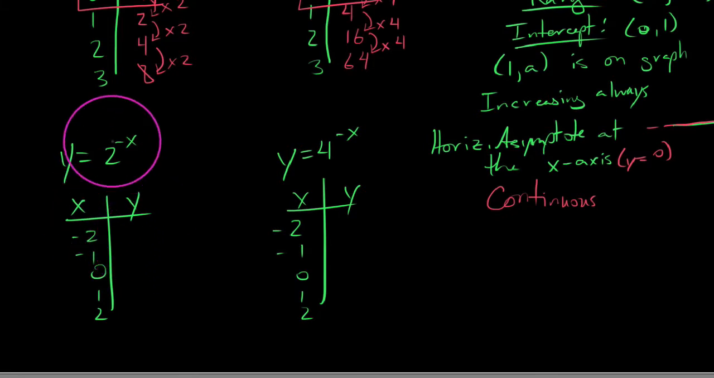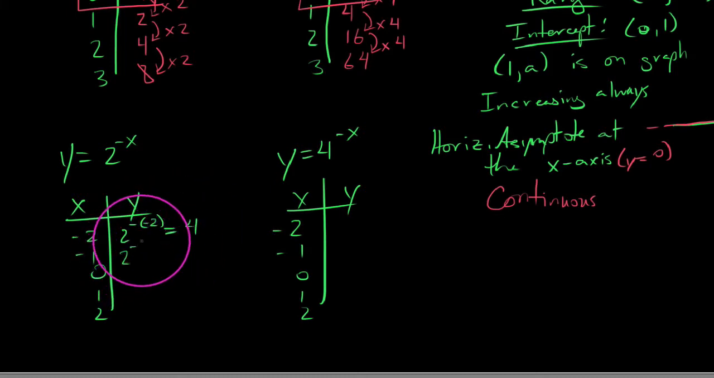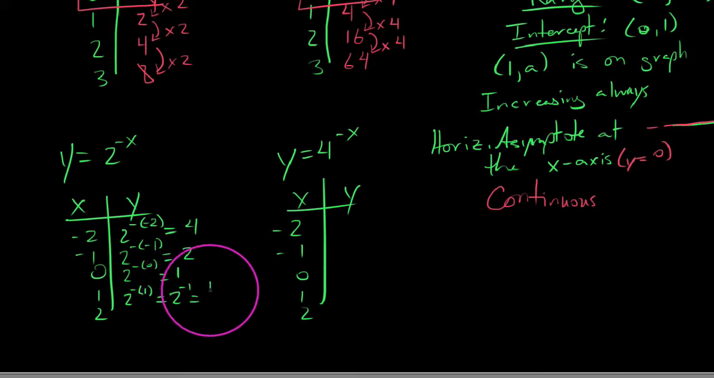If we were to take 2 to the negative x, now we're plugging in a -2, so 2 to the -2 becomes 4. If we take 2 to the -1, we get 2 to the 1, which is 2. Notice here, 2 to the -0 still gives us 2 to the 0, which is 1. 2 to the negative positive 1 is the same thing as 2 to the -1, which is the same thing as 1 over 2 to the positive 1, which is a half.